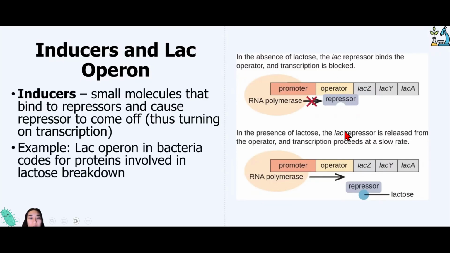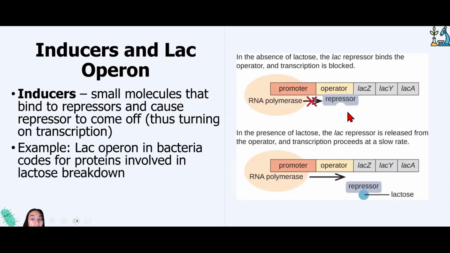The example in the lac operon is these genes: lacZ, lacY, and lacA, which are all genes that have to do with breaking down lactose for energy. When a bacterium is growing in the presence of lactose, it can break down that lactose and use that sugar for energy. You only want these genes on if lactose is present, because these genes have to do with breaking down lactose. If there's no lactose, why would you want these genes on? And that's exactly how this operon works.